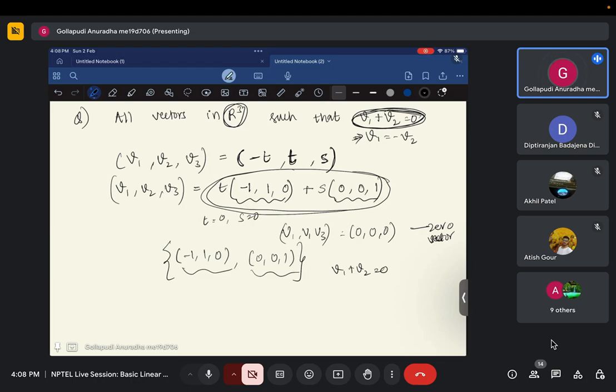So this will form a vector space with dimension 2, because we have two independent vectors, and the basis are these two vectors. Any doubts in this? Ma'am, repeat, how can we find the basis of this vector space? How can we find the basis?